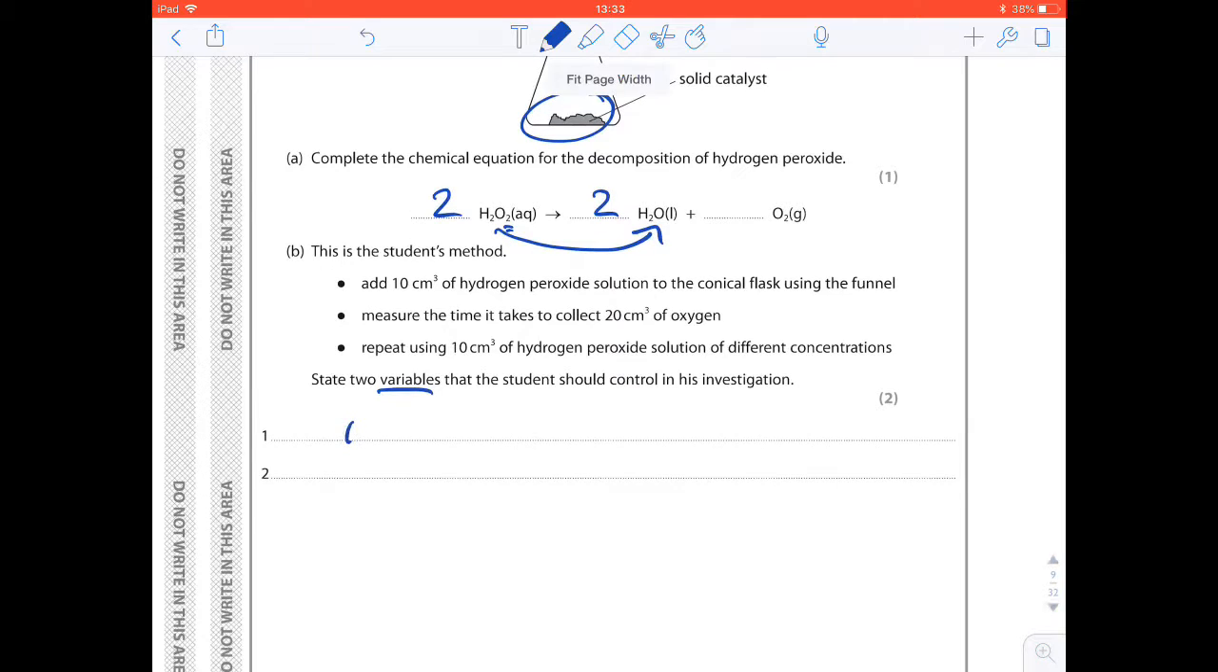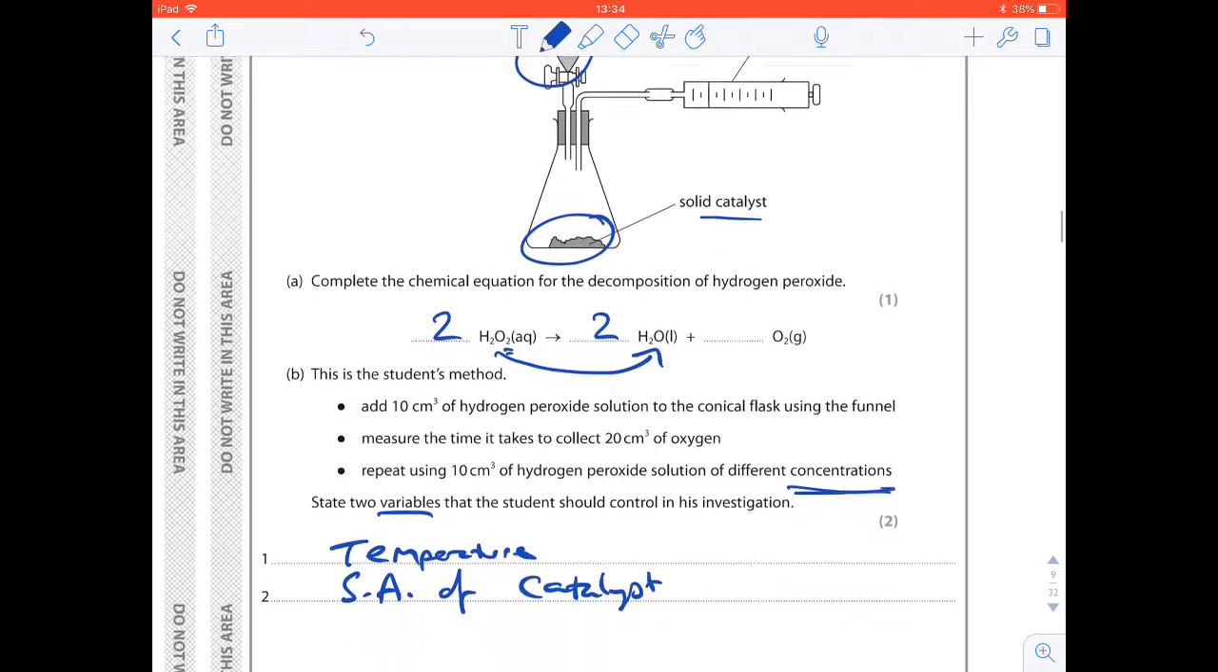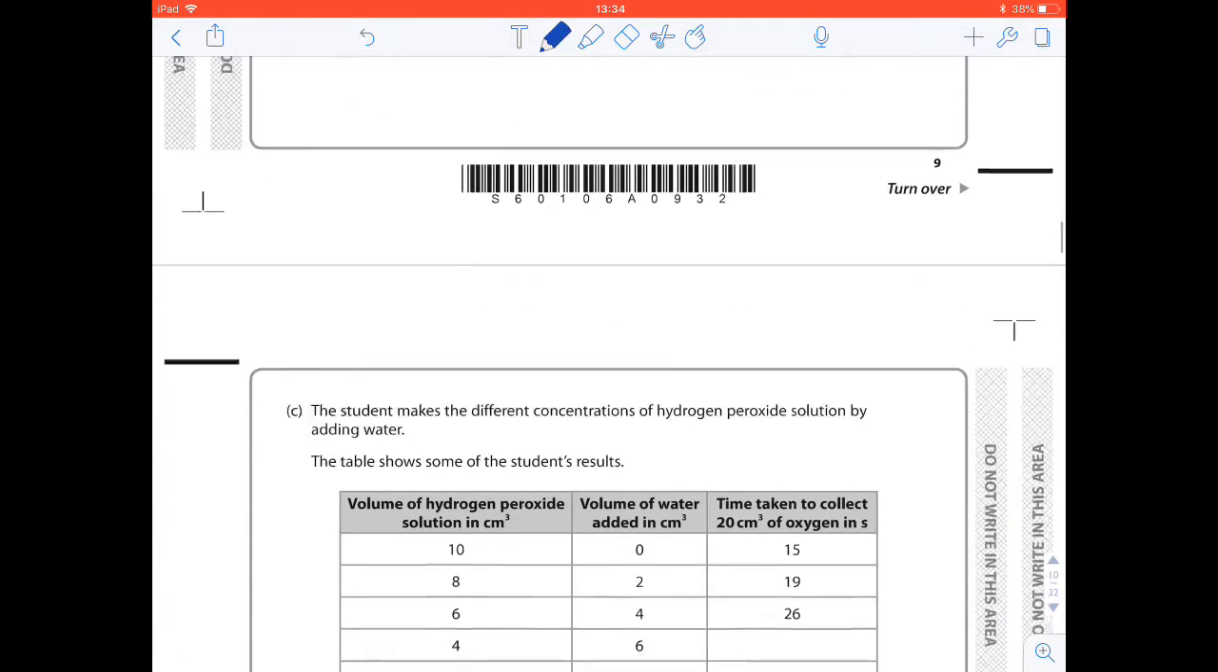The most obvious thing to write down would have been temperature. And then you could also have had things to do with the catalyst, like the surface area of the catalyst. You could have then also had mass of the catalyst. You could have had the number of moles of the catalyst. And similarly, we'd have allowed the volume of the hydrogen peroxide solution. You can't really change the concentration of the hydrogen peroxide solution because that's the whole point of the investigation. That's what the independent variable in the test is.